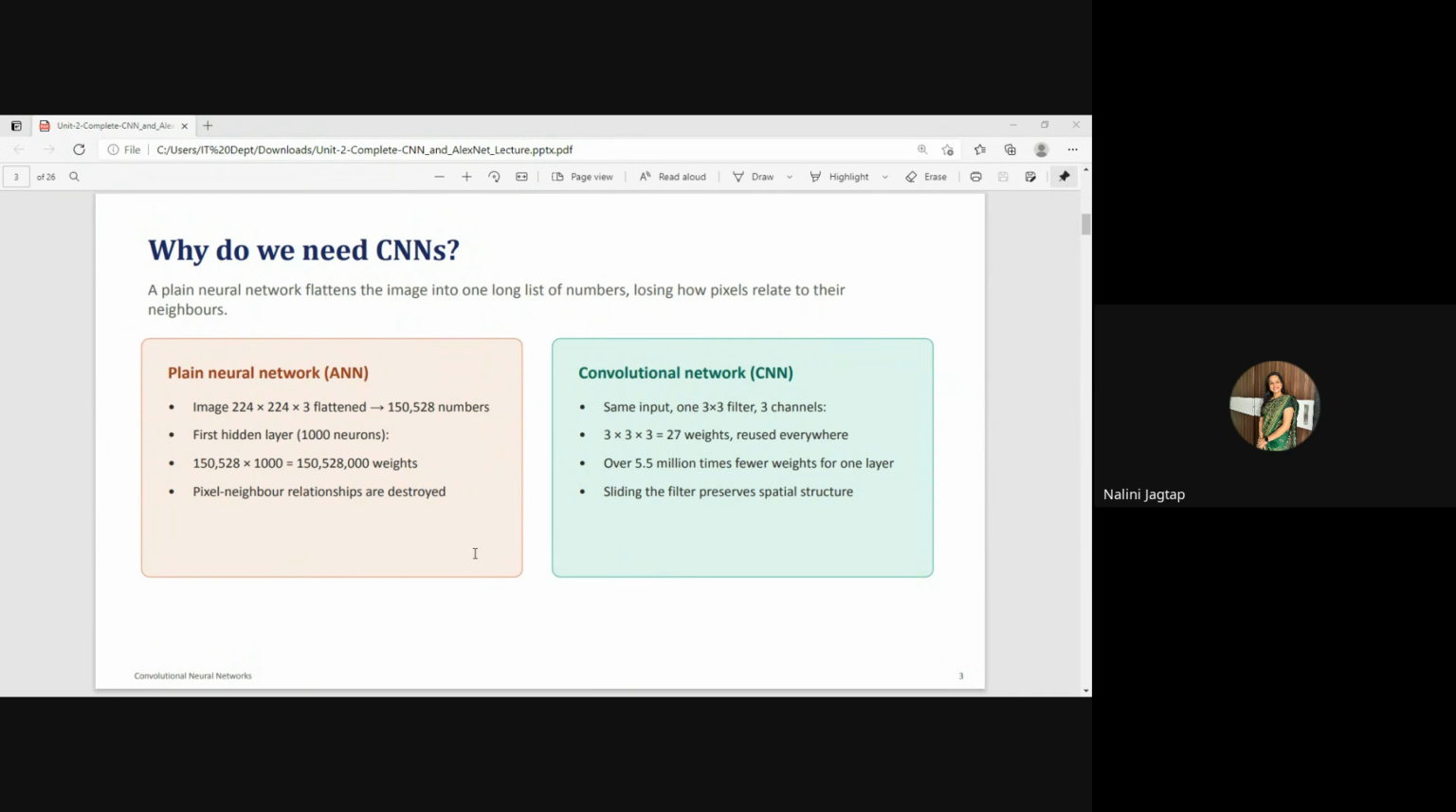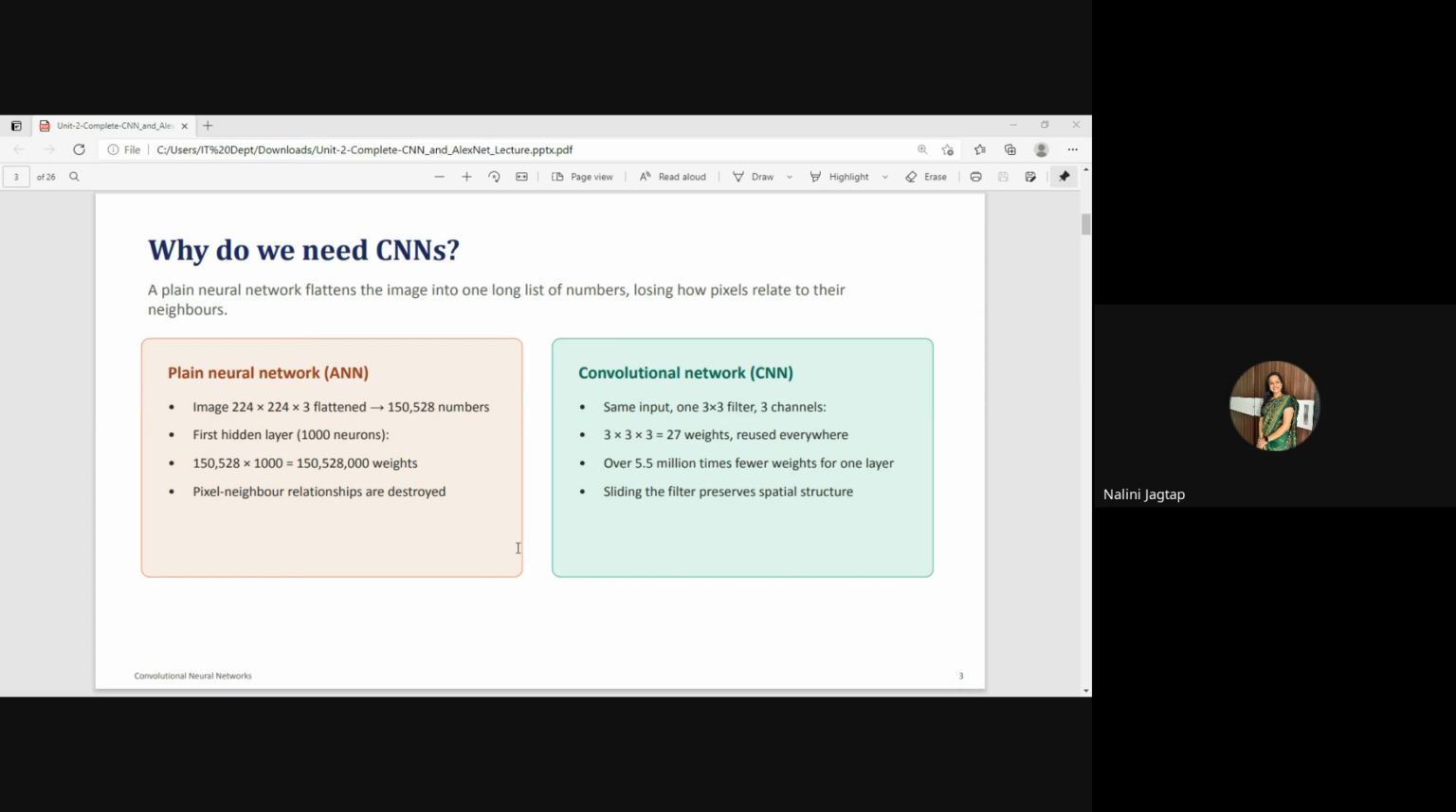A plain neural network, which is my artificial neural network, also called ANN, takes an image and flattens it into one long list of numbers before feeding it in. Looking at the left card, if we take a standard 224 by 224 color image, that is three color channels, flattening gives us 150,528 individual numbers. Such a huge number we are getting through this.